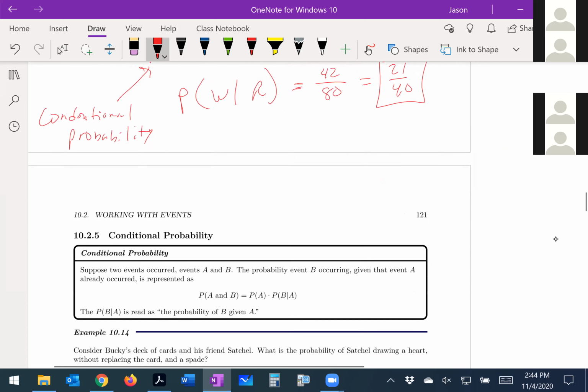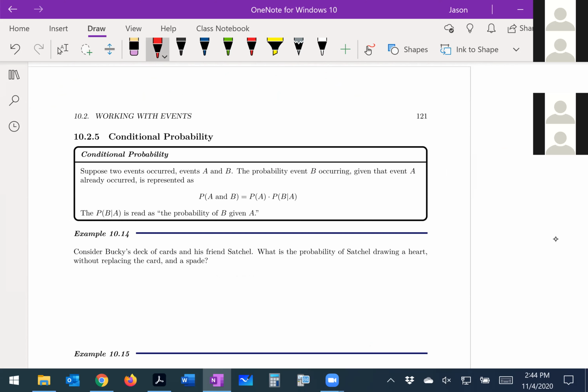Okay, so conditional probability. Suppose two events occurred, events A and B. The probability of event B occurring, given that event A already occurred, is represented as the probability of A and B is equal to the probability of A times the probability of B given A. So this is a little formula that we can have for AB.